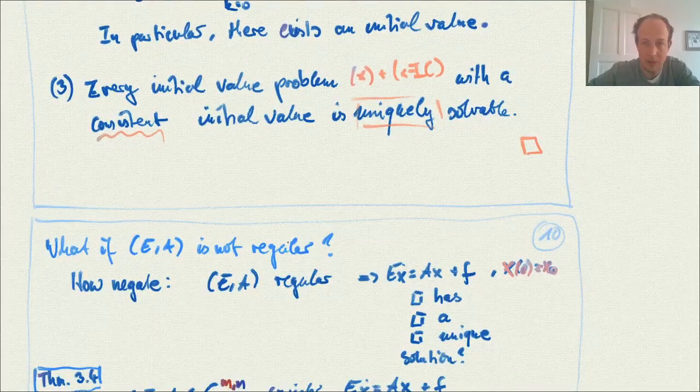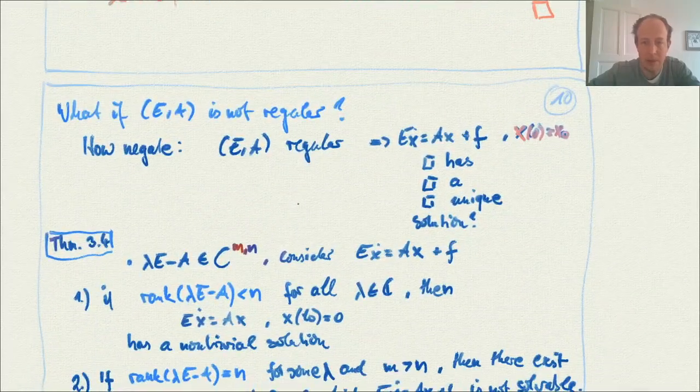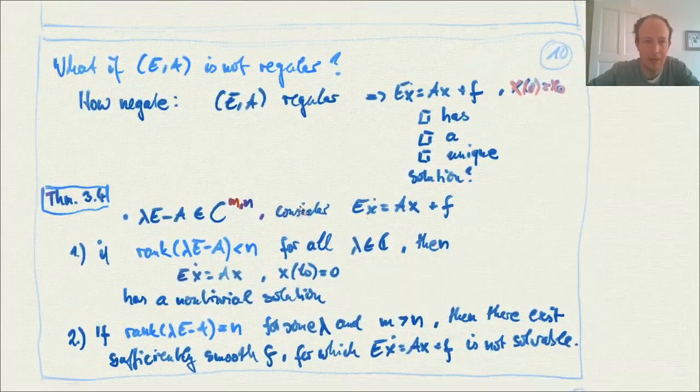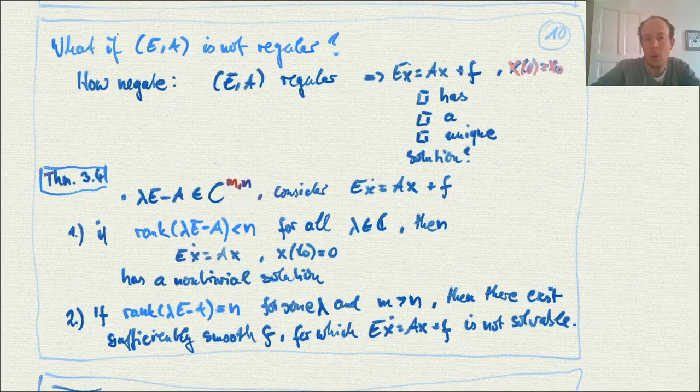Now, as I promised, to get back to what this means in the other direction. So what if (E, A) is not regular? Well, here things are not so clear. We know if (E, A) is regular, then there is a unique solution. But what is the negation, the negative of this statement?